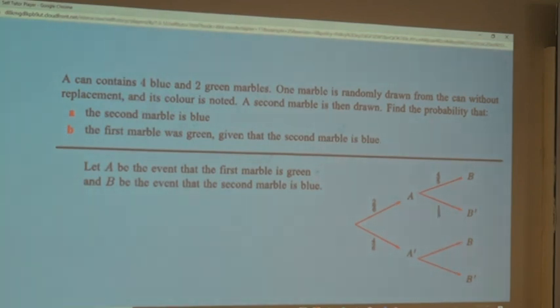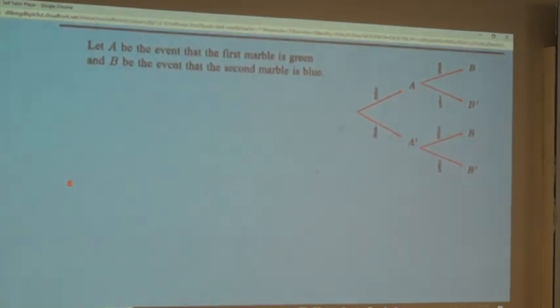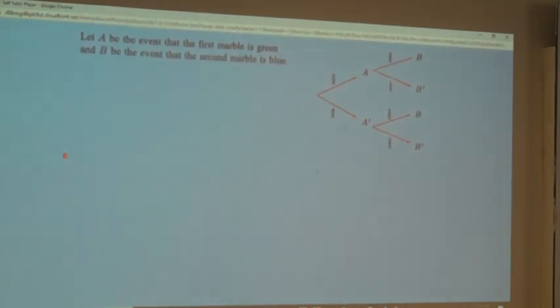If a green marble is not drawn first, there are 3 blue and 2 green marbles left. The probability of B, that the second marble is blue, is 3 over 5, and the probability of not B is 2 over 5. In part A, we seek the probability of B, that the second marble is blue. This corresponds to two different branches on the tree diagram.